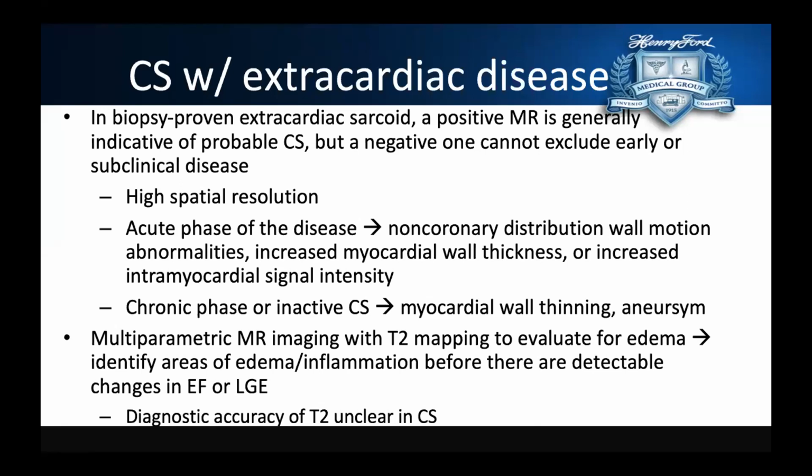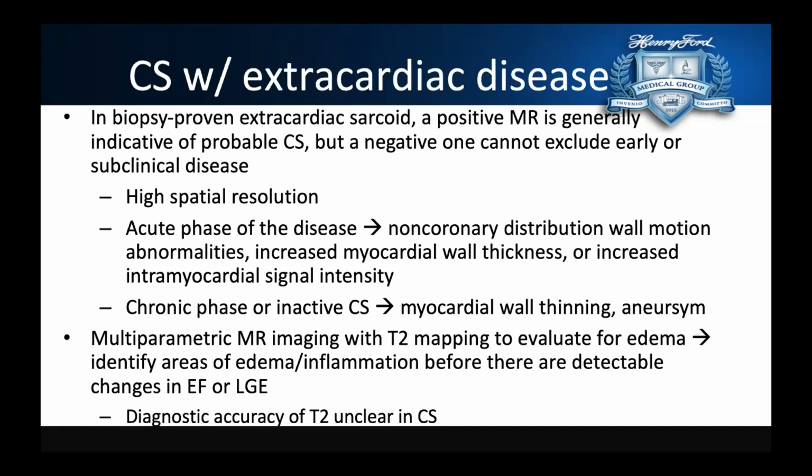The acute phase of the disease is commonly characterized by non-coronary distribution wall motion abnormalities. You can see increased myocardial wall thickness, increased intramyocardial signal intensity on T2 weighted images, and that can be because of granulomatous lesions and edema associated with inflammation. And normally your chronic phase or inactive cardiac sarcoid can be characterized by myocardial wall thinning, aneurysm. You can see low signal on T2 weighted images, but you'll see high late gadolinium enhanced signal intensity, which can suggest scarring or fibrosis. So MR can identify if there's an active disease or if there's chronic scarring or fibrosis prior to pursuing further workup.